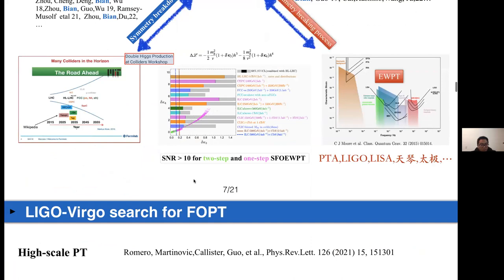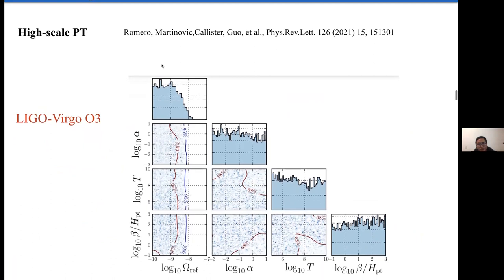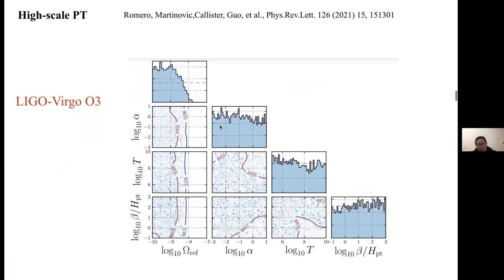Now I will talk about some experiments, I mean real data, because we don't know when we can get data from LISA. The first one is from LIGO. Here they performed the search for first-order phase transitions in the O3 data of LIGO and Virgo.